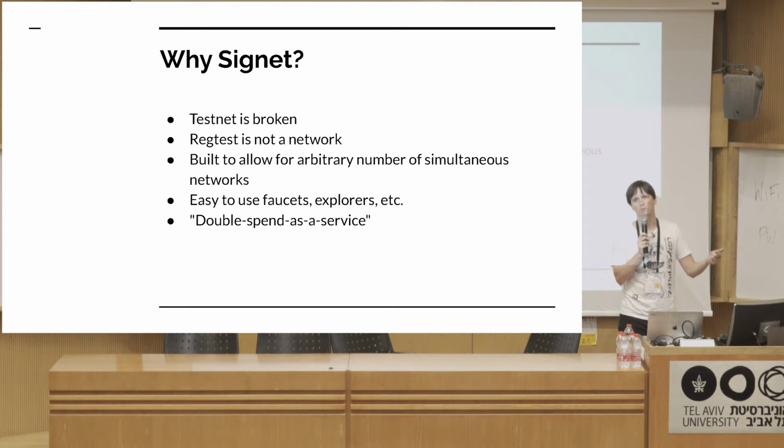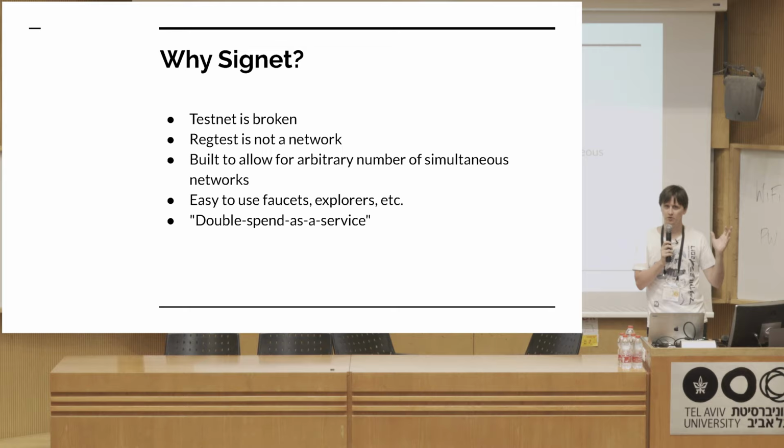And regtest is a third thing you can do, but regtest is just a regression testing network. It's not a network at all, actually. It's just a thing you run locally on your own machine. You can connect to other people on regtest to make a network, but anyone at any time can just replace the entire history of your network. So that's not very useful.